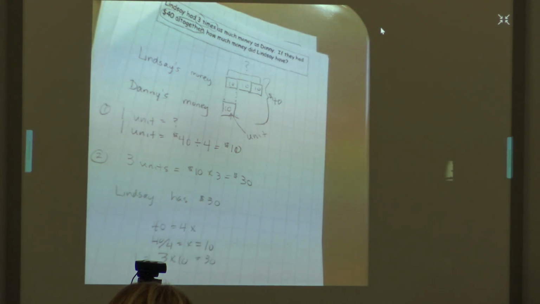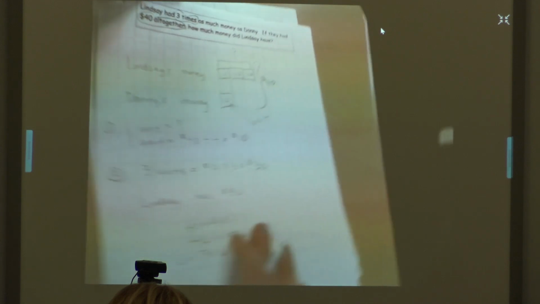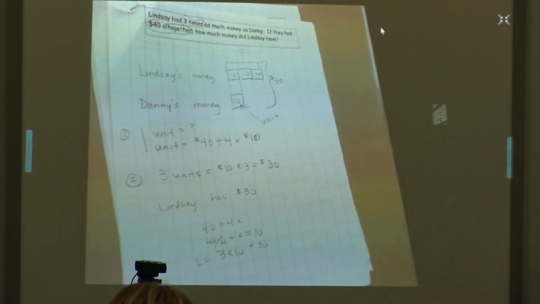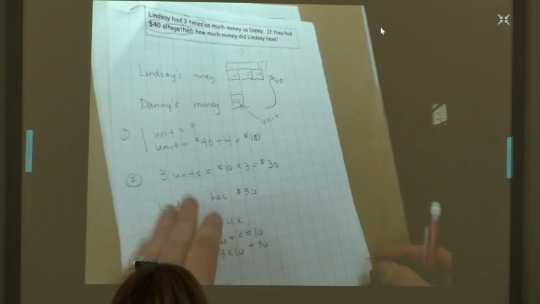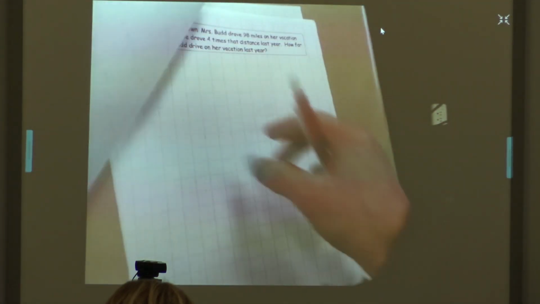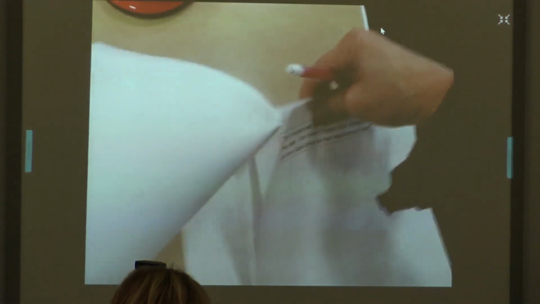The tricky part to this question too is what are they asking for? Because you have to know where your question mark goes. That's a little trickier. So I'm going to ask you to turn to the next page, and I'm going to ask you to try it on your own.